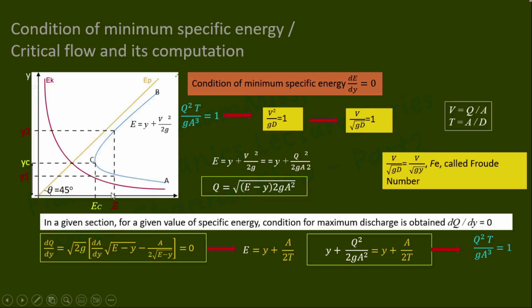So please remember, at critical state, specific energy is minimum for a given discharge, whereas in a given channel section, for a given value of specific energy, the discharge is maximum at the critical state.